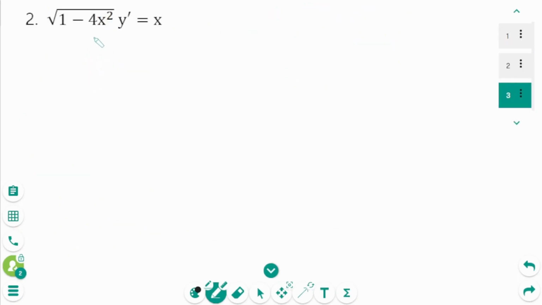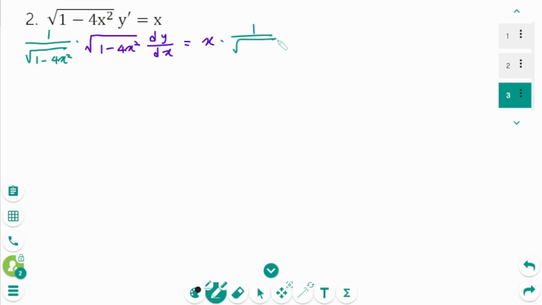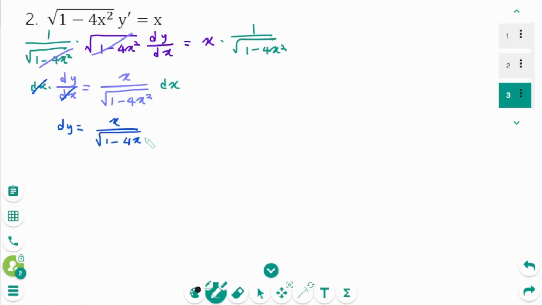Question 2, we can rewrite as square root of 1 minus 4x squared times y prime, which is dy dx, equals x, then times 1 over square root of 1 minus 4x squared on each side, then cancelled, dy dx equals this one, x over square root of 1 minus 4x squared, then times dx on each side, then cancelled, dy equals x over square root of 1 minus 4x squared dx. Then integrate both sides.